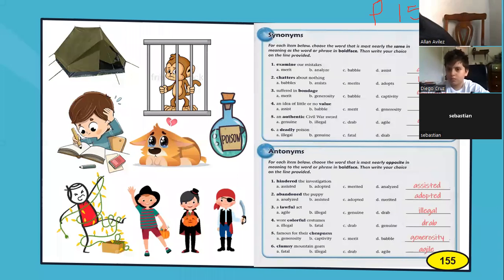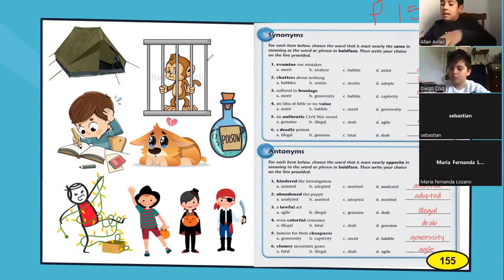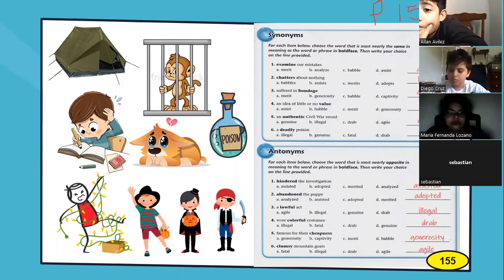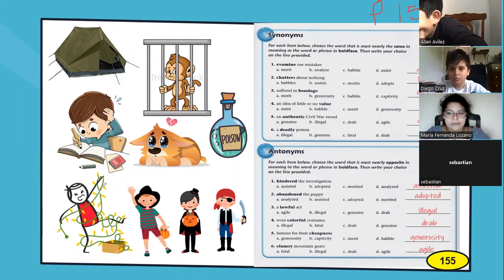Yes. María Fernanda, too late. The class is finishing. We completed the page. Too late, María Fernanda. We finished the page. We review the vocabulary at the beginning.